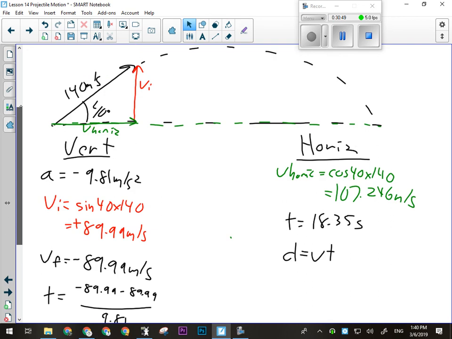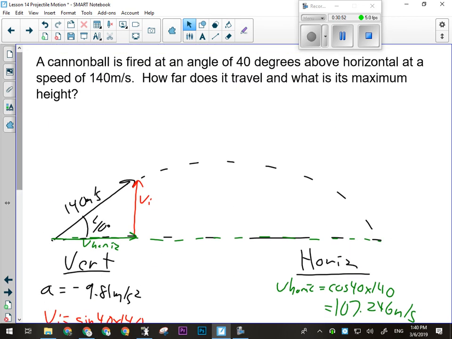The next thing we were supposed to do is calculate the maximum height of the cannonball. All right, so again, there's 2 ways to do that. We have to remember that maximum height occurs here. We're looking for the vertical displacement at the halfway point of the flight, where we're either using half the time or we're using that VF is 0, one or the other.